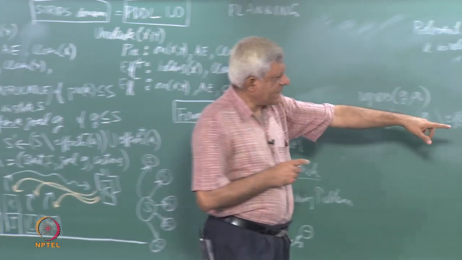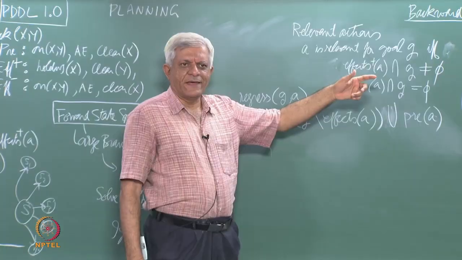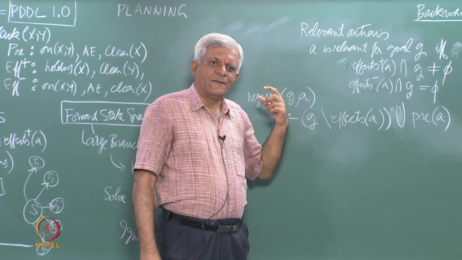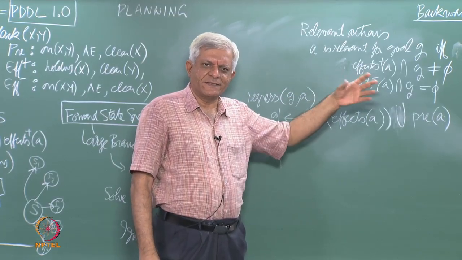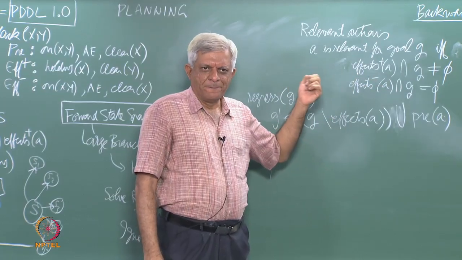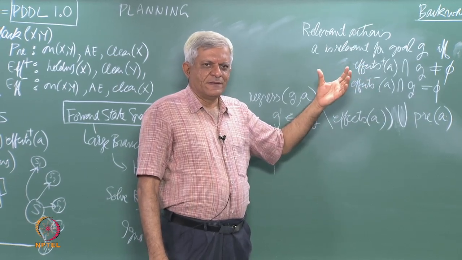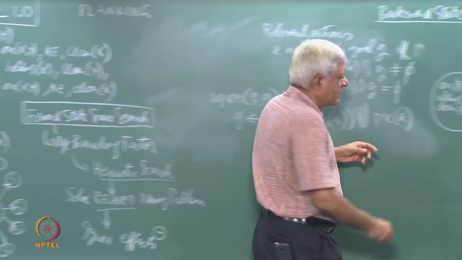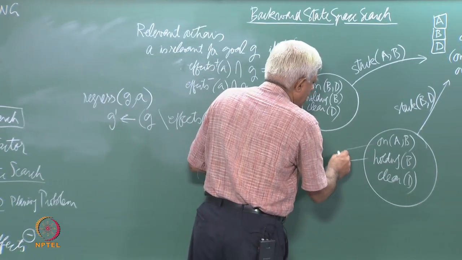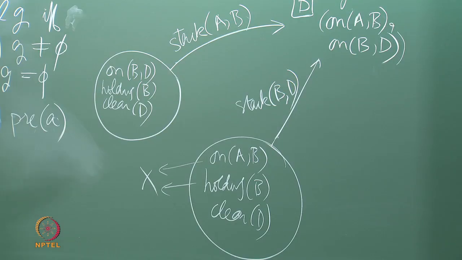So, look at this second action. If you visualize what you are doing, you have this A on B and B on D, and you are saying that my last action would be to stack B on D. If you try to imagine that, you will see that it is practically impossible, because you cannot be holding B when A is on B. So, if you look at these two, then they are inconsistent, they cannot be true at the same time.